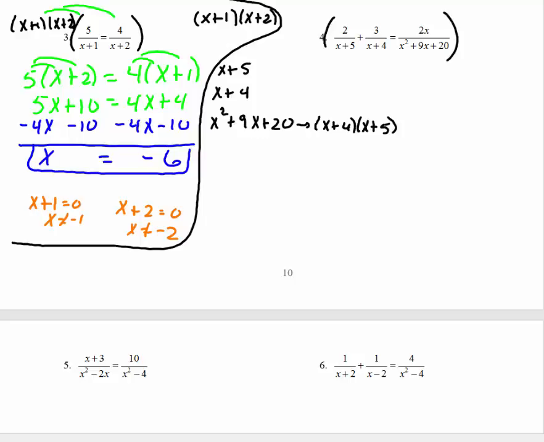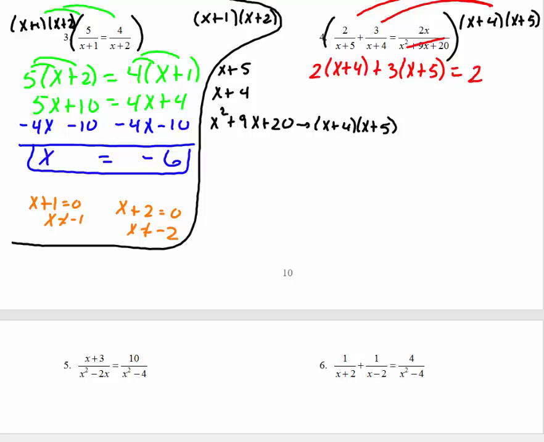So I need to multiply every term by x plus 4 times x plus 5. That should eliminate my fractions. So when I distribute x plus 4 times x plus 5 times a 2, it's going to cancel with an x plus 5, so I'll just be left with 2 times the x plus 4. When I multiply the LCD times the 3, the x plus 4's will cancel, so I'll be left with 3 times the x plus 5. And on the right hand side, x plus 4 and x plus 5 cancel completely with that denominator, so I'm just left with the 2x.